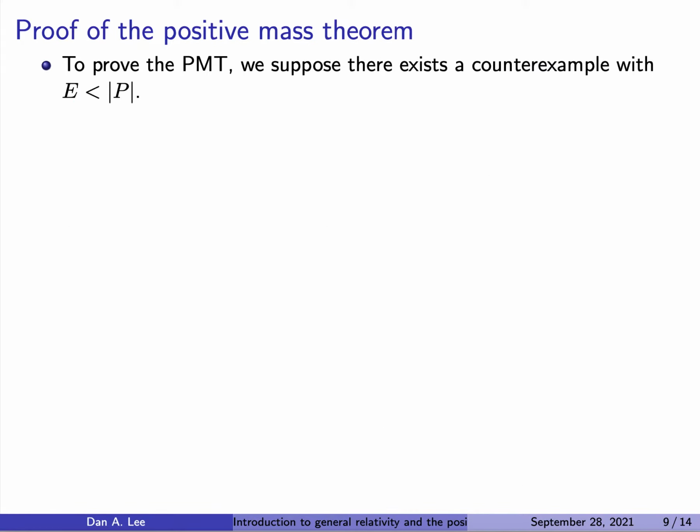All right, so now let's talk about the proof. When I say proof of the positive mass theorem, I actually mean proof of this E greater than or equal to P theorem. So to prove this PMT, positive mass theorem, suppose there's a counterexample with E strictly less than P. And we're going to try to get a contradiction out of this.